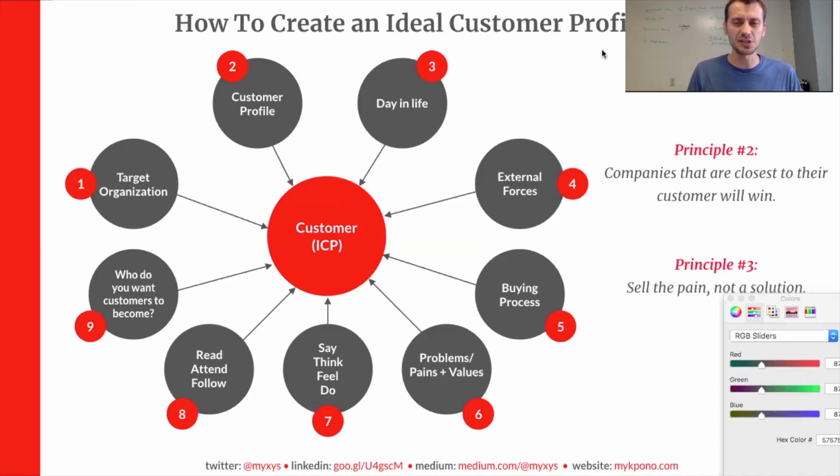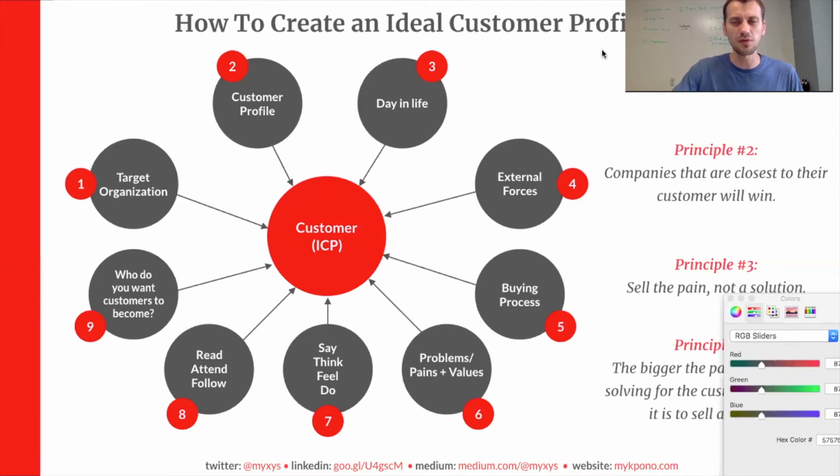So principle number 3, sell the pain, not a solution, meaning that if you sell the product, you seem pushy, but you want to understand the pain of the customers, and then you sell the pain. If they're not aware of the pain, maybe you want to highlight why this pain is important. Maybe you even put some number about how this pain actually results in monetary loss for the organization, for themselves.